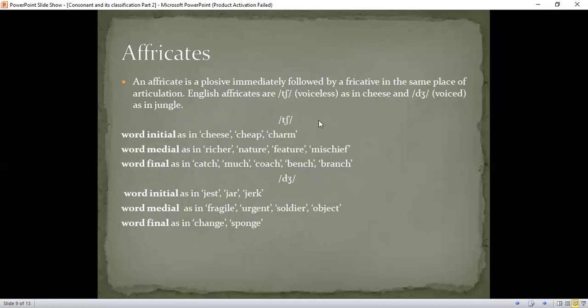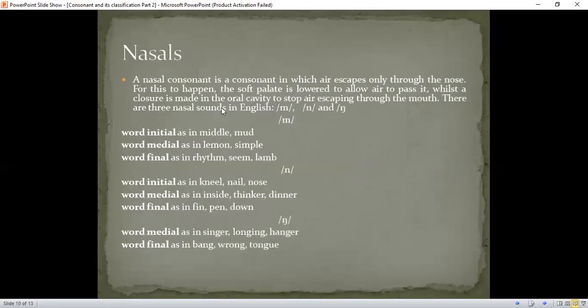So here are some more examples of ch and j, like word initial as in cheese, cheap, char, medial as in richer, nature, feature, and mischief, and final as in catch, much, coach, bench, and branch. Here are some more examples of the j sound. Word initial as in zest, jar, and jerk, medial as in fragile, urgent, soldier, object, and final as in change and sponge. So next is the nasals.